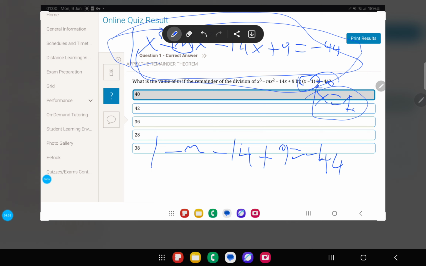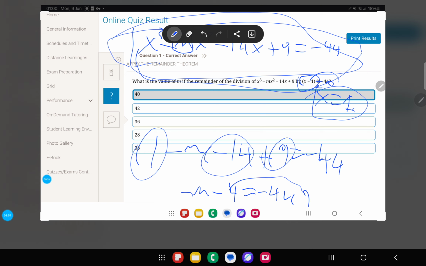So 1 minus 14 plus 9, you'll get negative 4. So you get negative m minus 4 equals negative 44. Flip negative 4 to the other side, you get plus 4. So you get negative m equals negative 40. Now you just divide by negative on both sides. You get m equals 40.